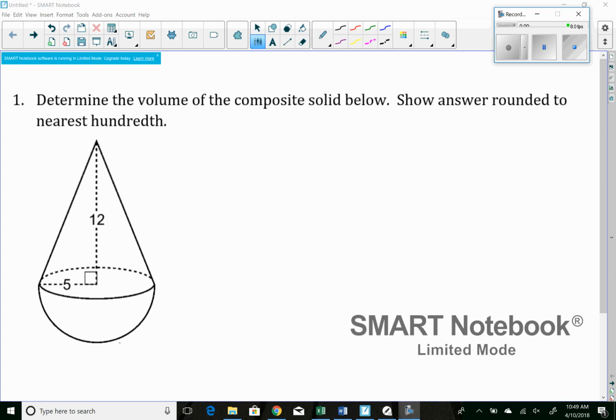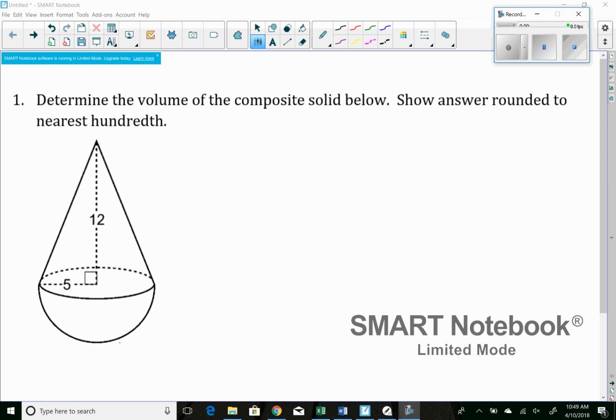So in class today, we worked on a couple different shapes and finding volumes using the volume formulas from our reference sheet. In this first example, we have what's called a composite solid, a solid that's a combination of two three-dimensional figures. To find the volume of this, we have to find each individual volume and then add them up.